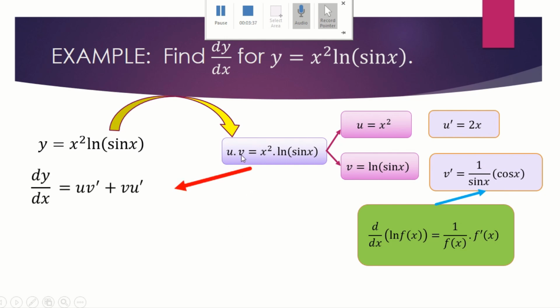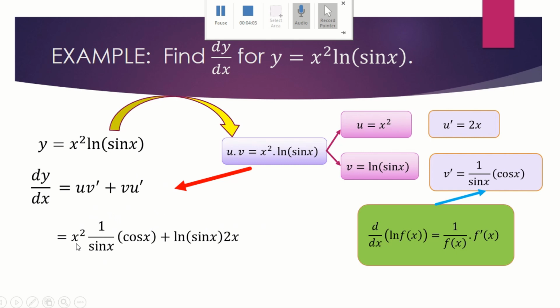Since y is in the form of multiplication, we use the product rule for differentiation, u v prime plus v u prime. Every time we need to write the formula for the product rule. And after that, we are going to substitute u, v, u prime and v prime in the formula.